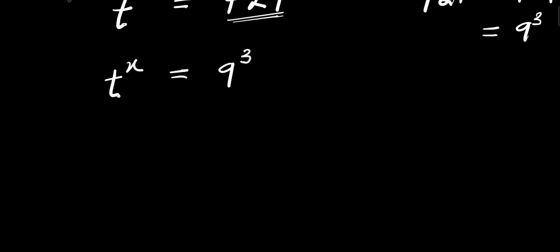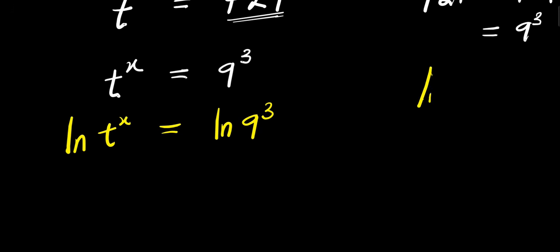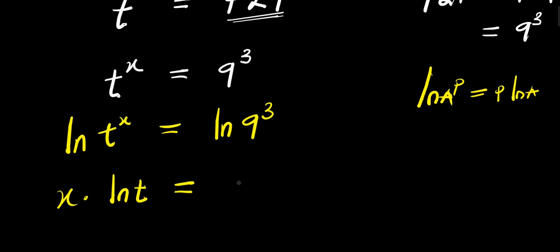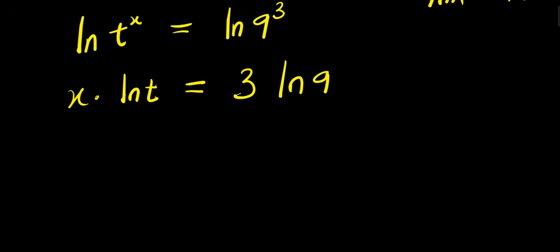So from here, we apply natural log of t power x equals natural log of 9 power 3. If you have natural log of a power p, it equals p times natural log of a. So this is x times natural log t equals 3 times natural log 9.